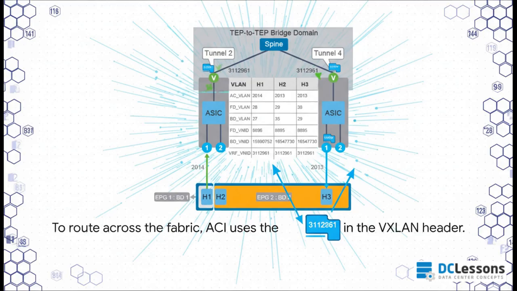That VRF identifier basically tells the destination leaf two things. One, hey, this is a routed packet, not a bridged one. And two, here's the specific routing table, or VRF, that you need to use for the final lookup.